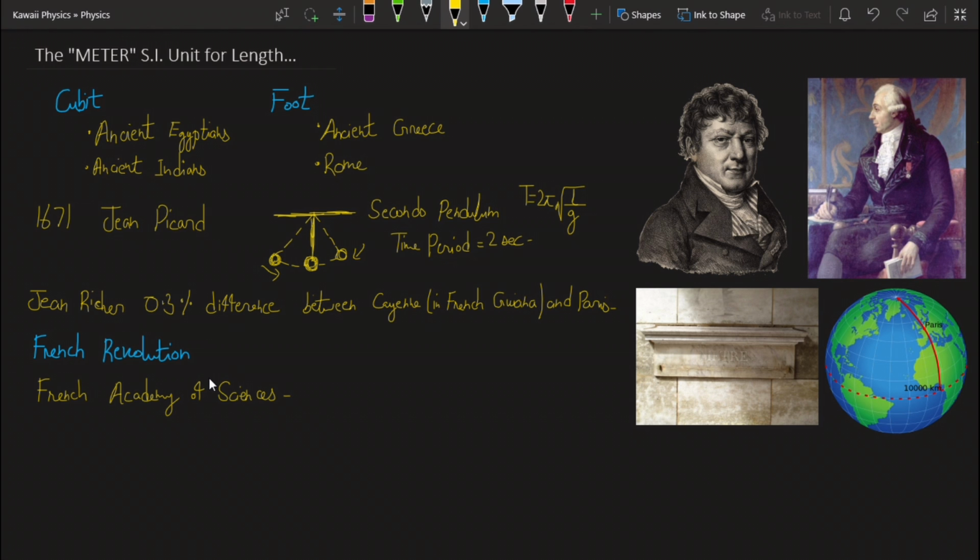In 1791, the French Academy of Sciences declared that 1 meter would be one ten-millionth of the distance from the equator to the North Pole, along a line passing through Paris. Here is the figure.